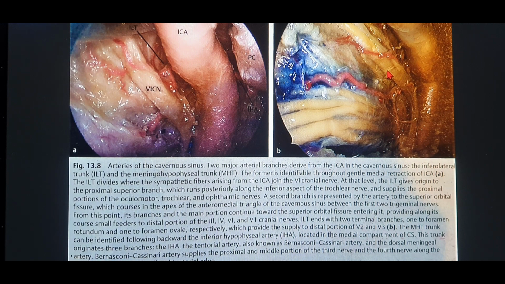This is nothing but a visual representation of the lateral wall of the cavernous sinus right here. This being the internal carotid artery, that being the abducens nerve right here. And these are nothing but the third, the fourth, V1 and the V2 cranial nerves, and the branches of the infero-lateral trunk are represented over here. So this is about the basic anatomy of the infero-lateral trunk, with its two terminal branches and two main branches from the main trunk.